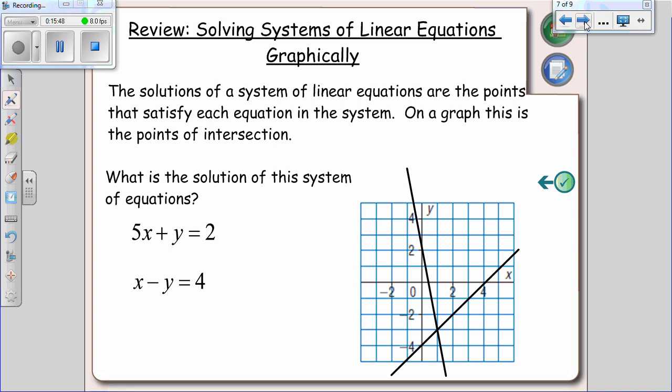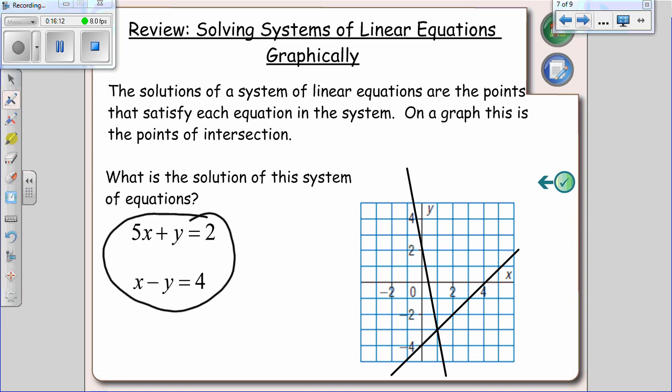Okay, let's do this one together. So, what is the solution for the system of equations? You have three options now. You can use substitution, you can use elimination, or you can graph it. You can look at the beautiful graph here, but it probably won't give you a nice beautiful graph.